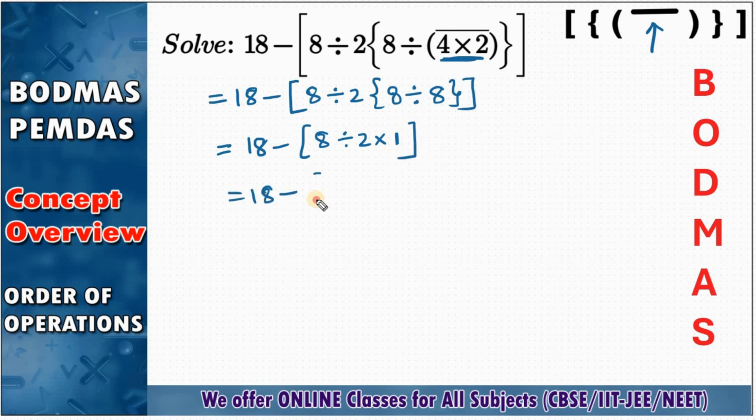18 minus square bracket of, we have to go with division first, as division and multiplication both are given. So when I go left to right, I can see division first. 8 divides 2 is 4 times 1. So 18 minus 4 times 1 is 4. 18 minus 4 is 14.